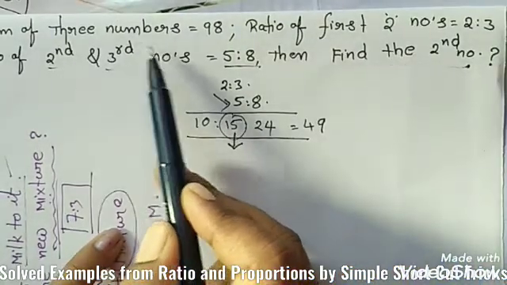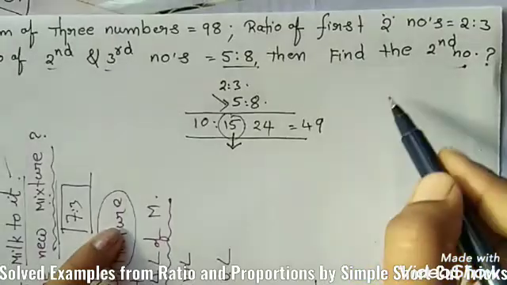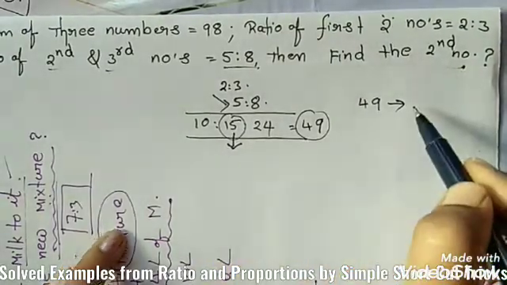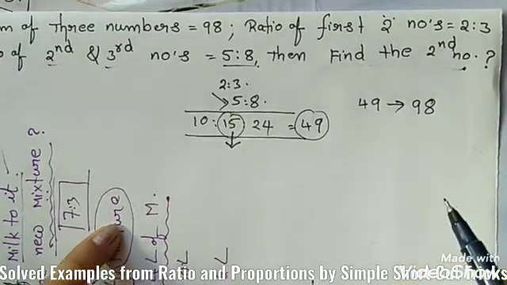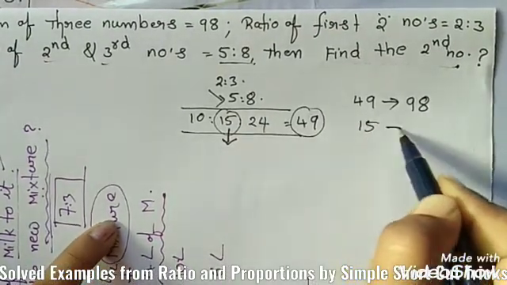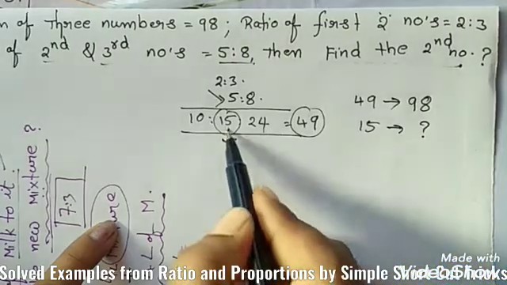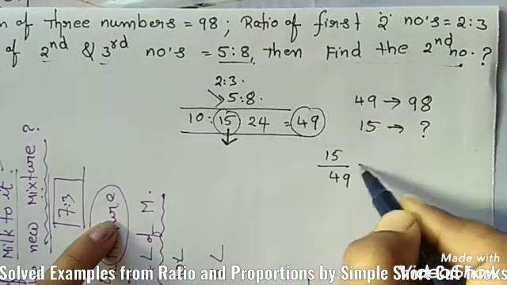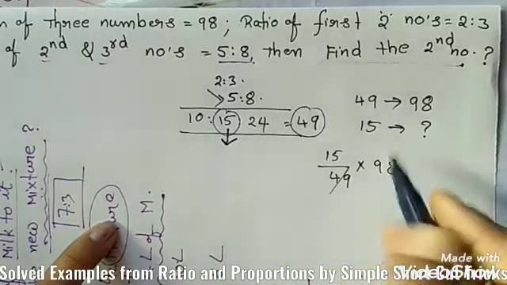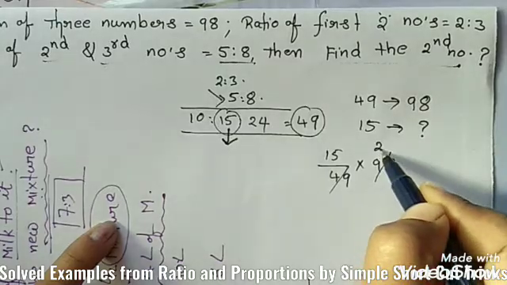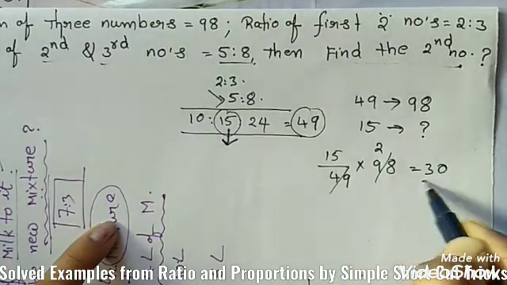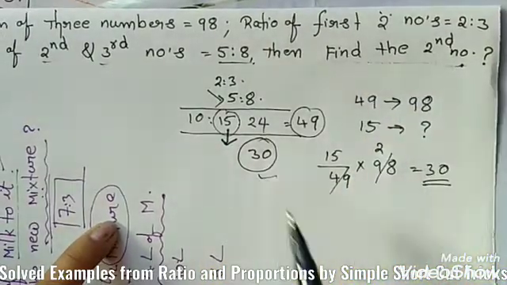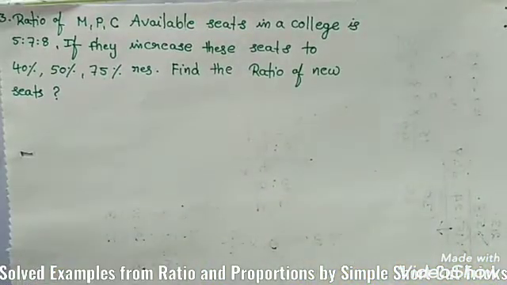Now the total sum of the three numbers they have given is 98. The sum of these ratios is 49, and 98 they have given in the question itself. Now for 15, how much will you get? Simply 15 by 49 into 98. Here 49 will cancel into 98 twice. So 15 into 2, that is 30. So the second number is 30. This is the answer.